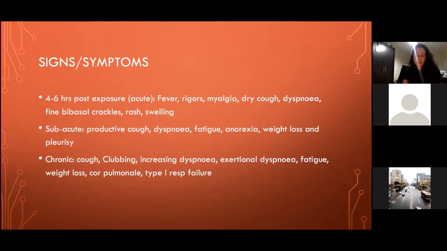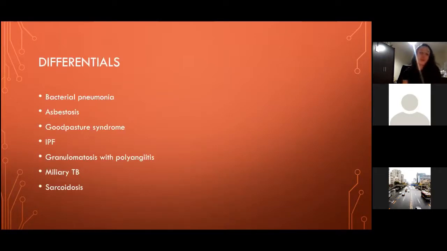So many will also have hypoxemia, as well as at rest, they may desaturate with exercise. So just some differentials. So bacterial pneumonia, asbestosis, Goodpasture's, IPF, granulomatosis with polyangiitis, miliary TB, and sarcoidosis.